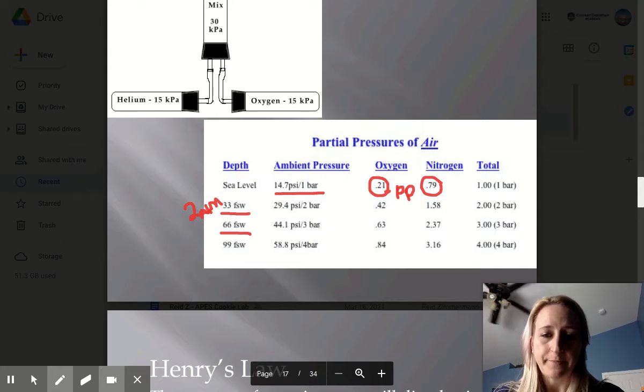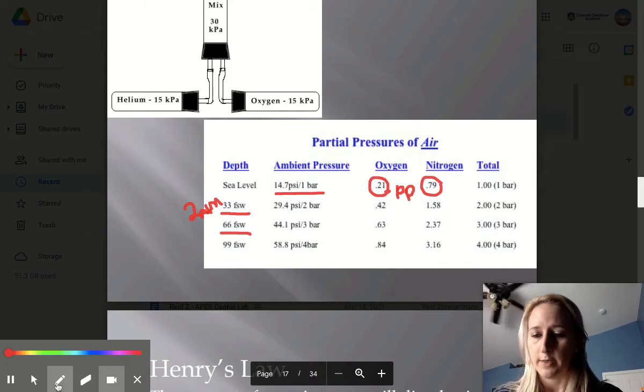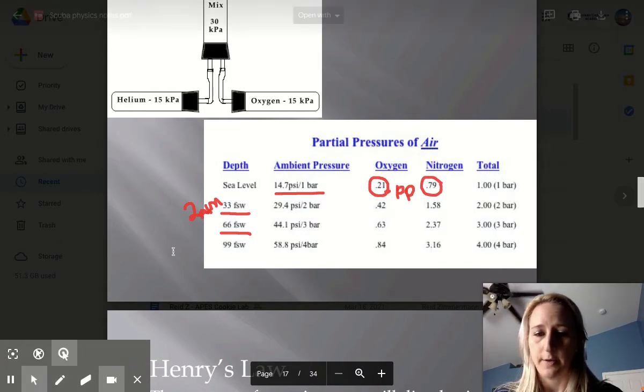All right. Now, why is this important? Why do we care about what the pressure of oxygen and nitrogen we're breathing? Well, it's actually very important because of something called Henry's law.